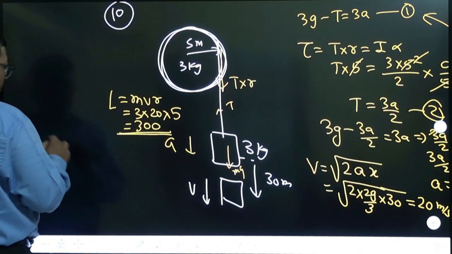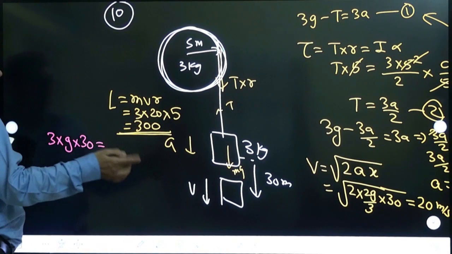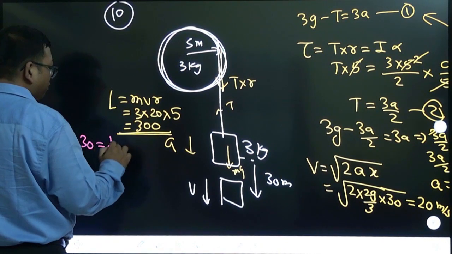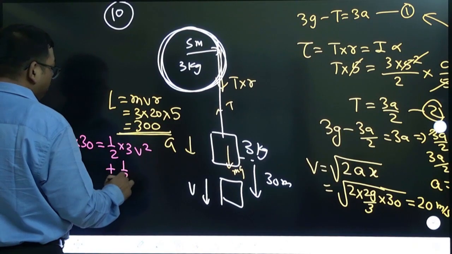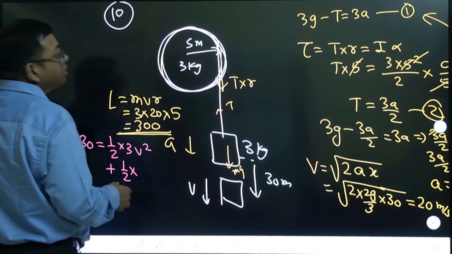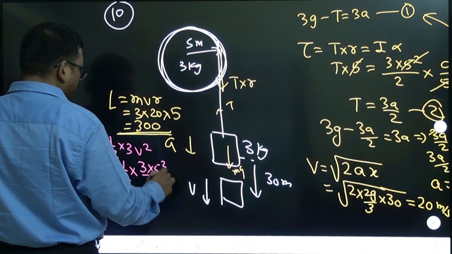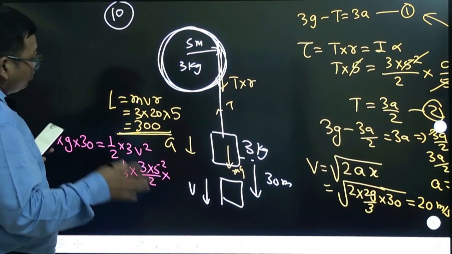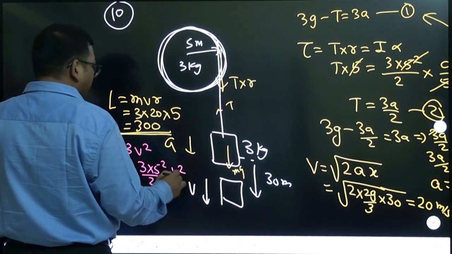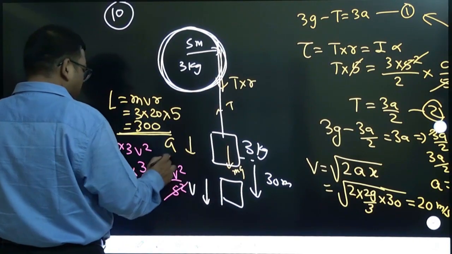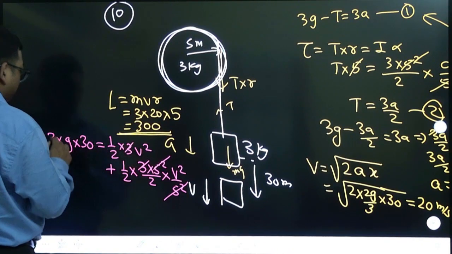If I apply mgh, so 3 into g into height, which is 30, converts into kinetic energy half m v square plus rotational kinetic energy half moment of inertia I. So I is m r square by 2, correct? Half I omega square. Omega square is what? Omega is v by r, so v square by radius square. Check this. Is this a better approach? This factor can be cancelled also.